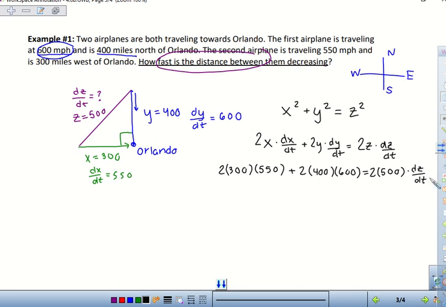So we get here, and this is just a bunch of calculator stuff, right? So 2 times 300 times 550 plus 2 times 400 times 600. And then that's all going to be divided by what over here? 1,000. So we got dz/dt equals 810 miles per what? Hour. Good. Remember, rates have to be something per something, usually time. All right, any questions about how we got that one?